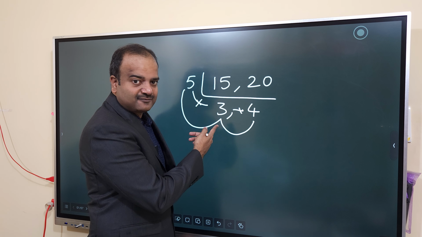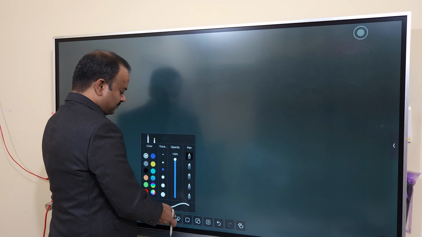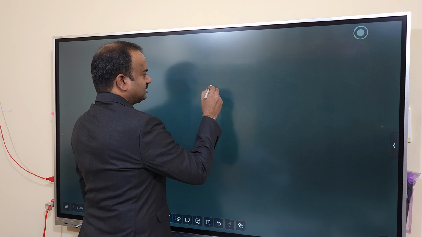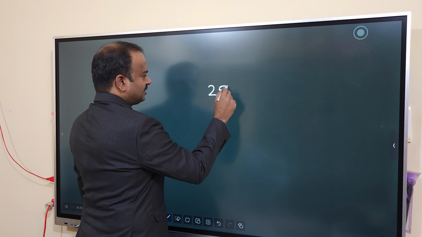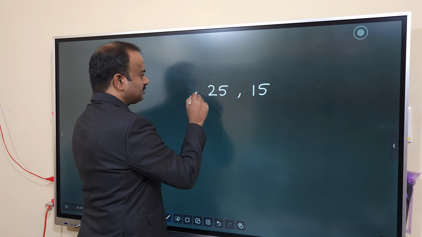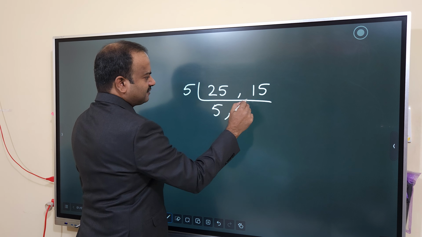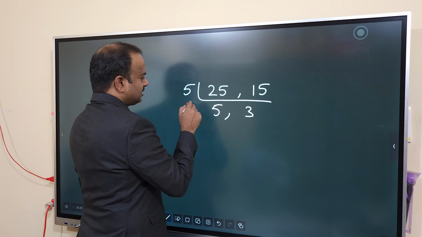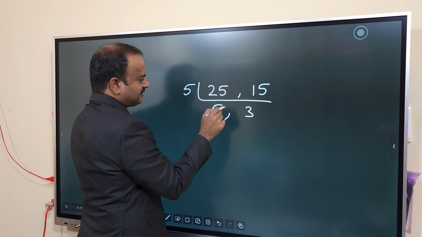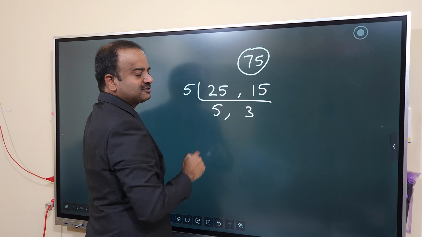Now I'll give one more example so that you'll understand very easily. Let's take 25 and 15. I want to find the LCM of 25 and 15. All I'll do is write here 5 5s are 25 and 5 3s are 15. And here again you just need to multiply. 5 5s are 25, 25 3s are 75. So 75 is the least number that's divisible by both the numbers.